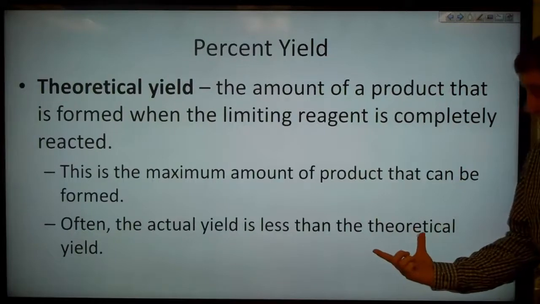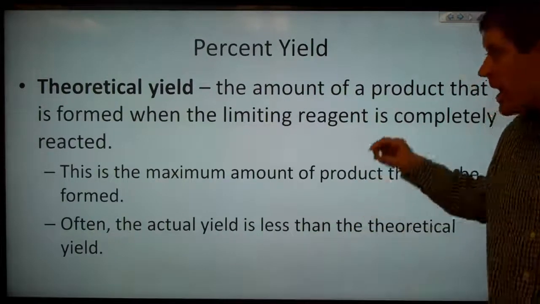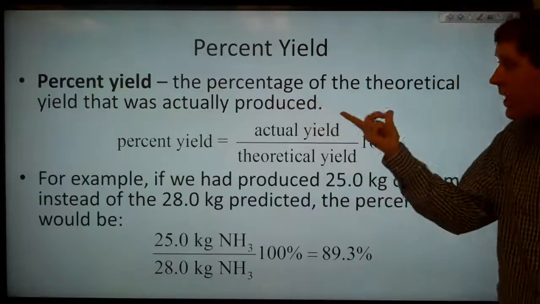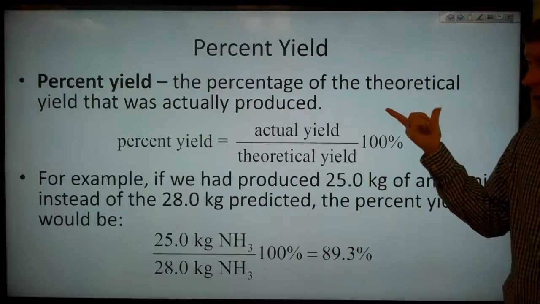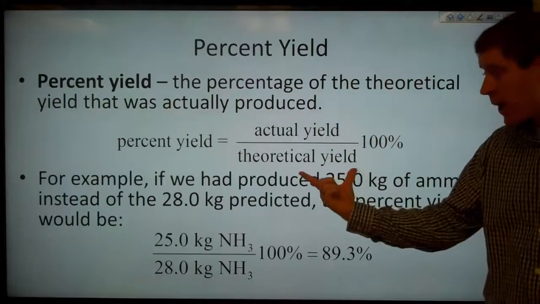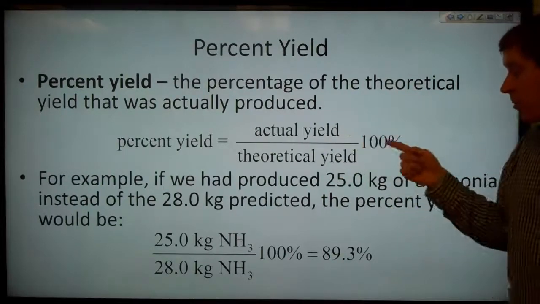So often the actual yield is less than the theoretical yield because we don't normally use up 100% of our reactants. We use up a portion of it. So the percent yield is then the percentage of the theoretical yield that was actually produced. So the percent yield is the actual yield divided by the theoretical yield. These are usually measured in terms of masses and then multiplied by 100%.